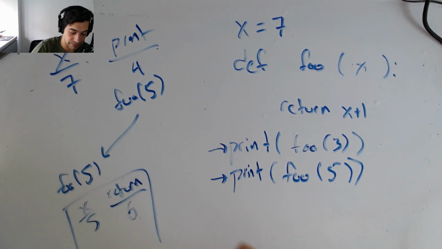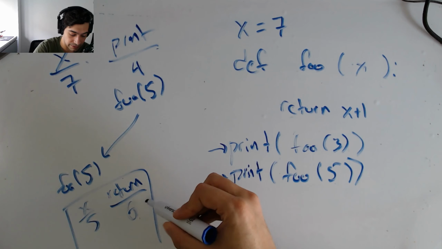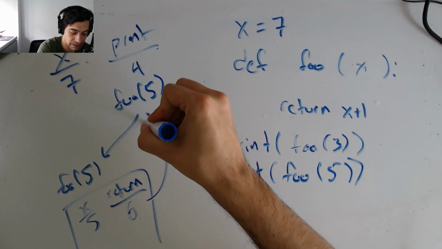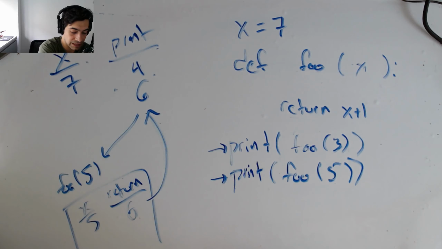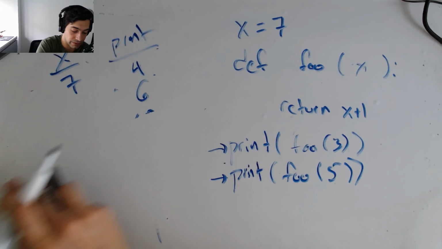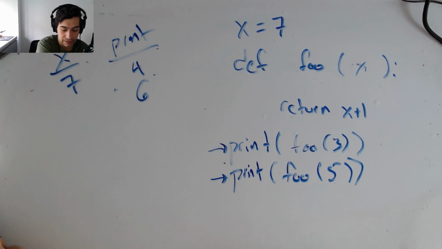And then I say I'm going to return 6, and the return value replaces the function call site. So we print out 6, and I'm done with this. I don't need my extra workspace anymore. It disappears.